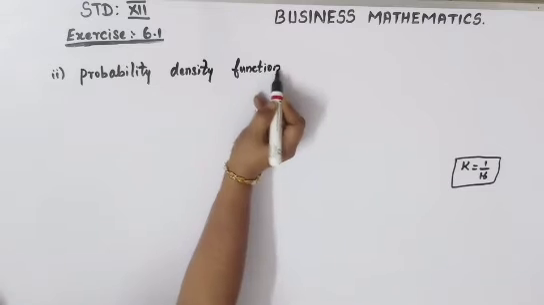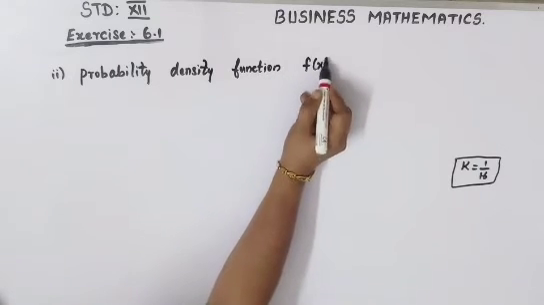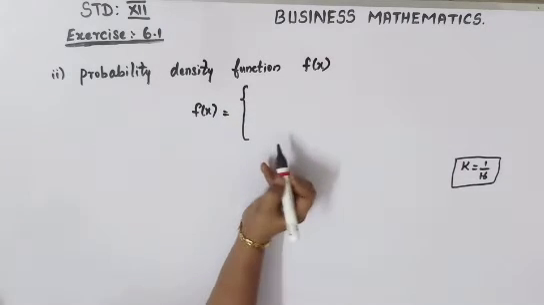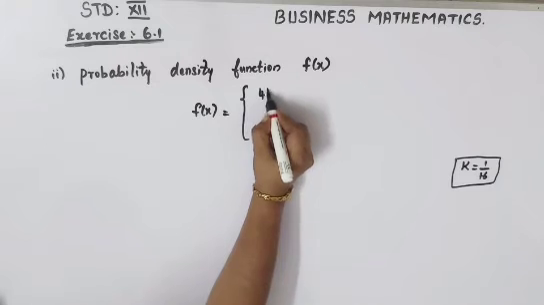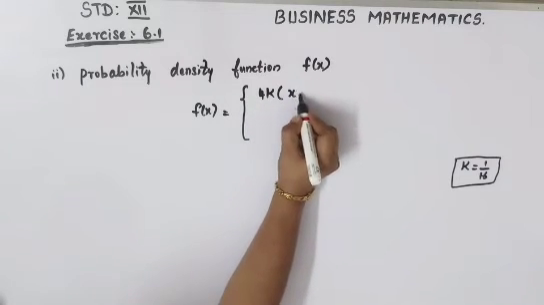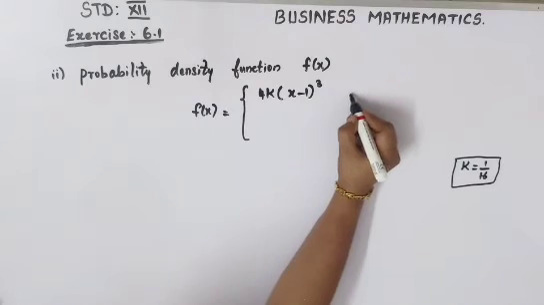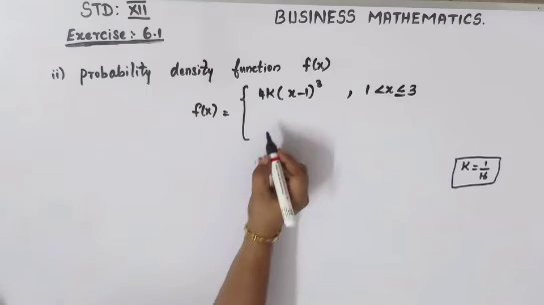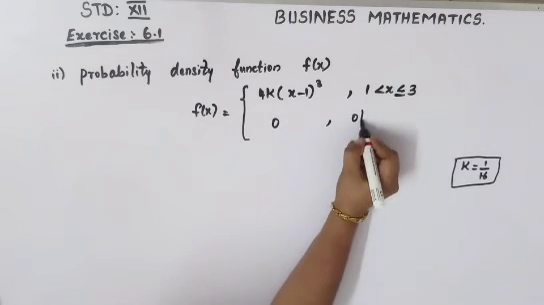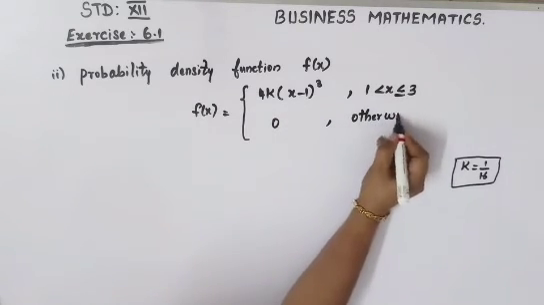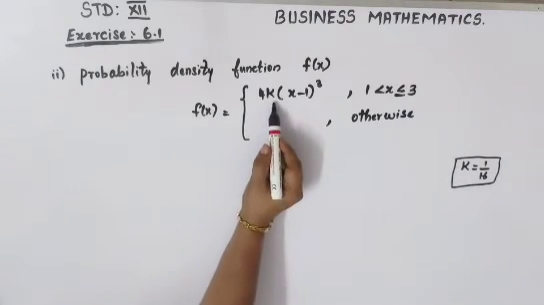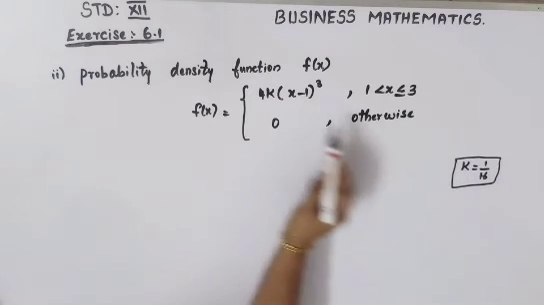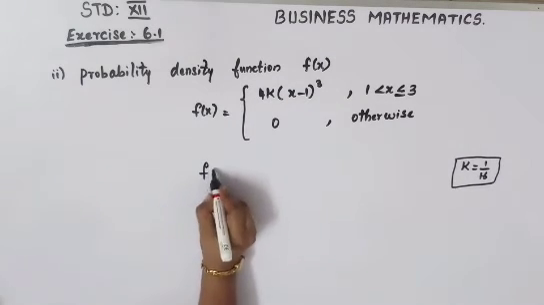So that is nothing but your f of x, what we have written before. So your f of x is equal to, we have written already f of x, write that as it is: 4k into (x minus 1) the whole cube, for 1 less than x less than or equal to 3, that is your range, and 0 otherwise. So this is your f of x, okay, what we have written before. So in this only one change is needed: substitute your value of k. K we have got 1 by 16. So just substitute your k here, you will get your probability density function answer.